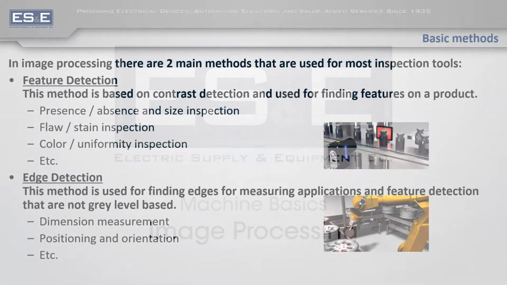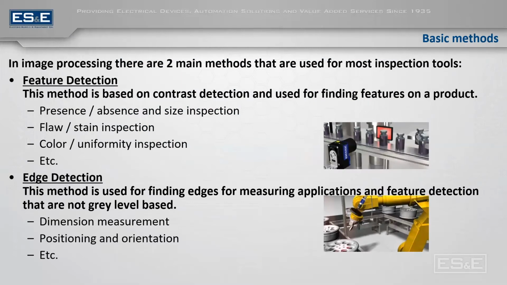These are getting into application-based, different types of basic methods of machine vision. One is feature detection. This method is based on contrast detection and used for finding features on a product. Examples: presence, absence, and size inspection, flaw, stain inspection, color, uniformity, etc.